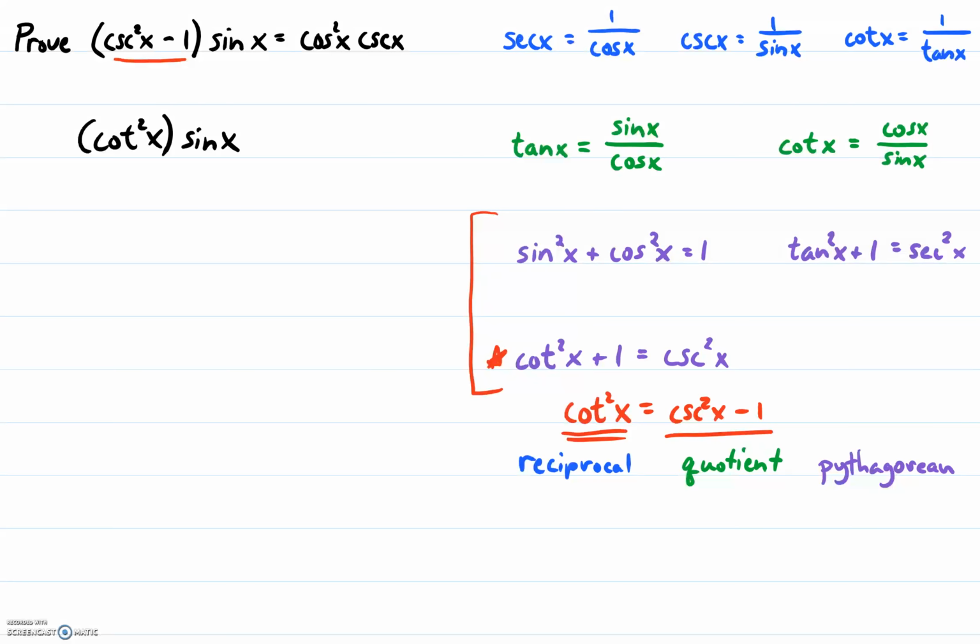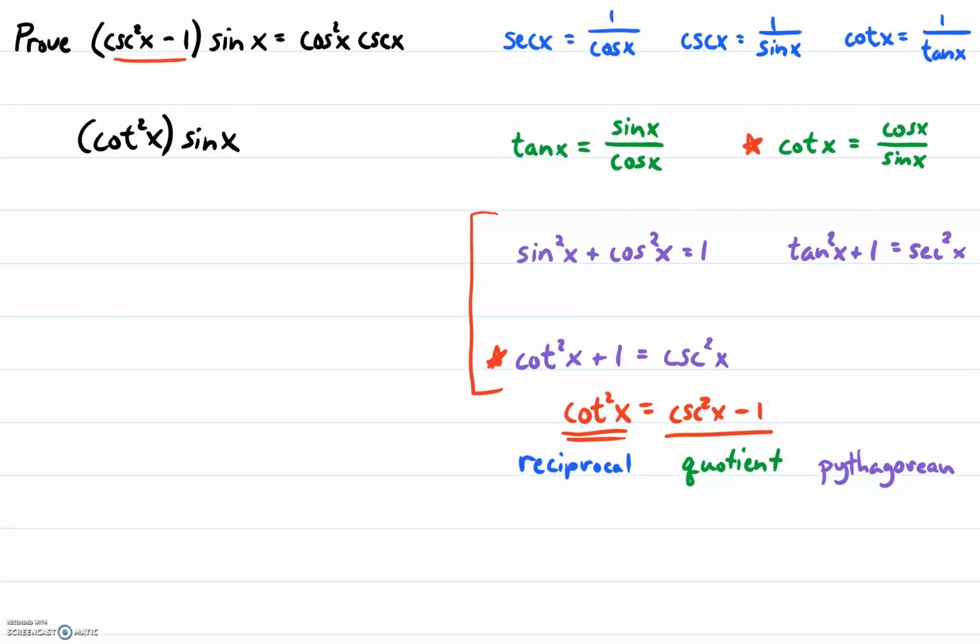Now keep in mind, after each step, I would always look at what we're trying to match on the right-hand side and think in that direction. So our first step, we used a Pythagorean identity, and now we want to somehow make cotangent squared x times sine x turn into cosine squared x times cosecant x. This is the stage where everything gets a little bit easier, where I like to change everything to be in terms of sine and cosine. To do that, we're going to use the identity for cotangent x being equal to cosine x over sine x, one of our quotient identities.